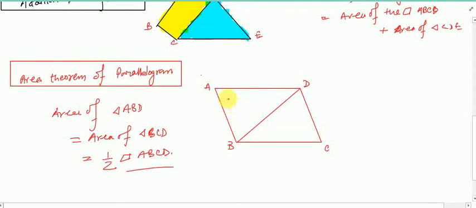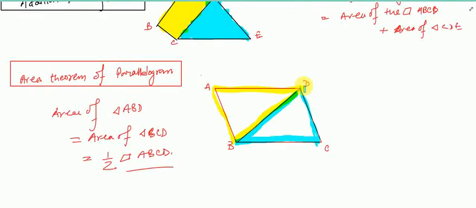That means these two triangles will be there. Like this is one triangle we have, and this is another triangle we have. So these two triangles' area will be the same, and the area of this whole parallelogram is equal to the sum of these two triangles. That means half of the area of the parallelogram is the area of any one triangle. So this is equal to half of the whole parallelogram. Okay.